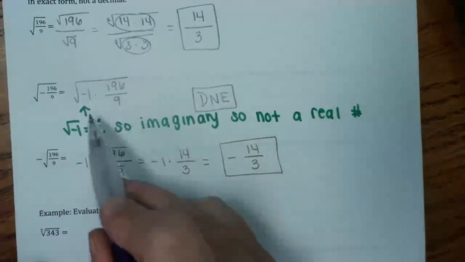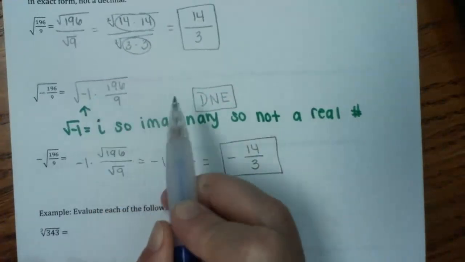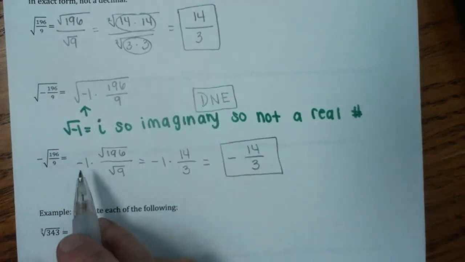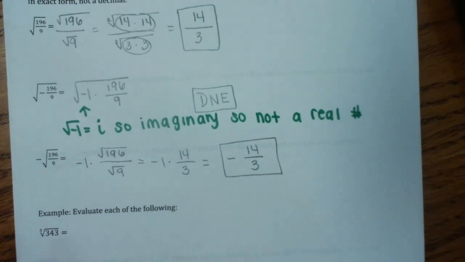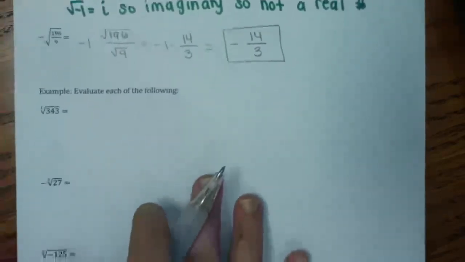So here's the difference side by side. If the negative is underneath the radical, so the square root of a negative, it's going to be imaginary, so it does not exist for this problem. And if it's negative on the outside, then it's just going to stay on the outside and give us negative 14 over 3 for our final answer. All right, let's do the next one.